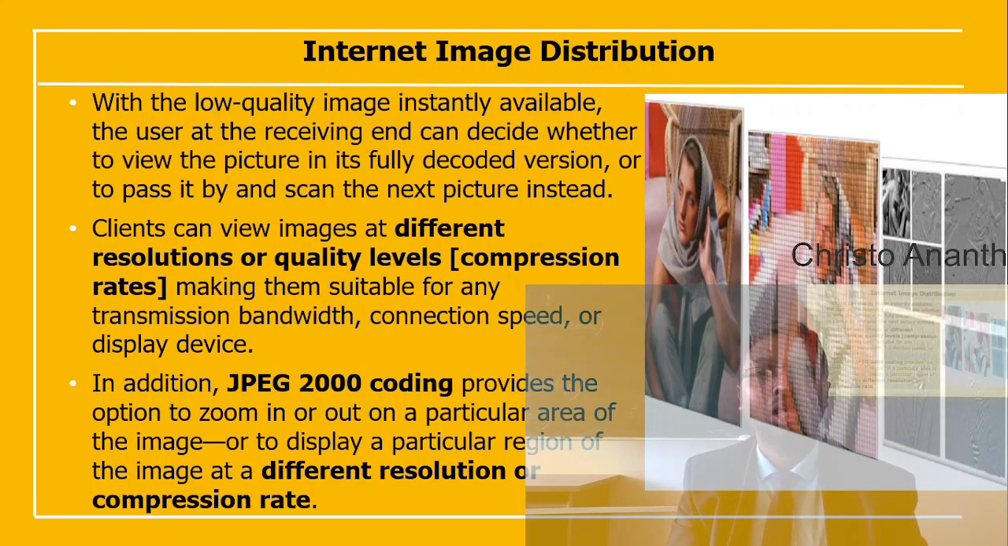With the low quality image instantly available, the user at the receiving end can decide whether to view the picture in its fully decoded version or to pass it and scan the next picture instead. Clients can also view the images at different resolutions, quality levels, or compression rates, making them suitable for any transmission bandwidth, connection speed, or display device. In addition, JPEG 2000 coding provides the option to zoom in or out on a particular area of the image, or to display a particular region of the image at a different resolution or compression rate.